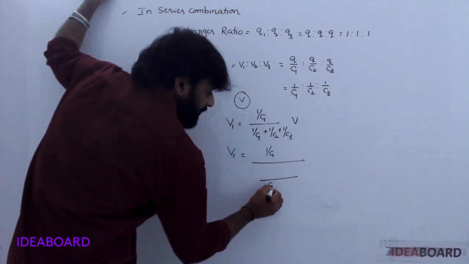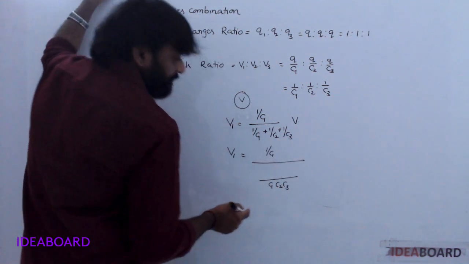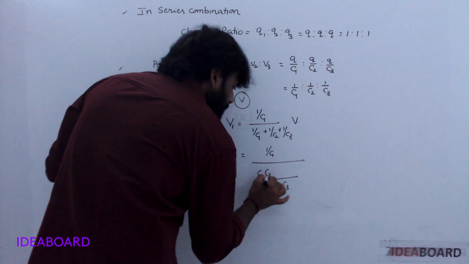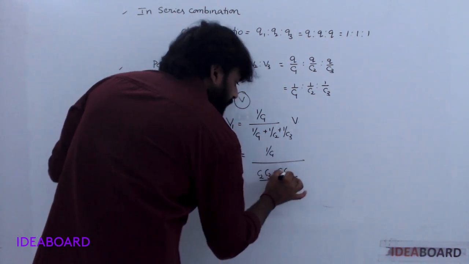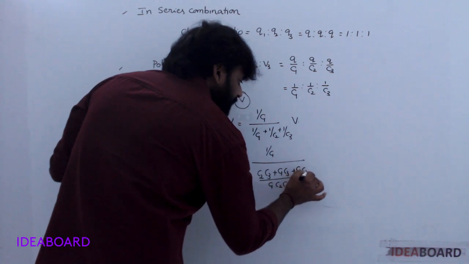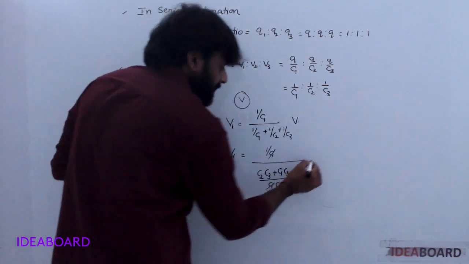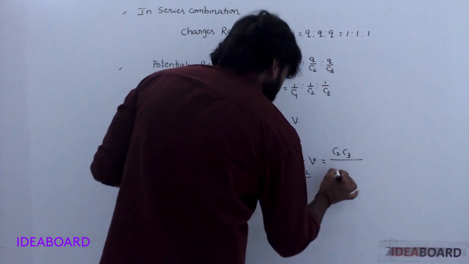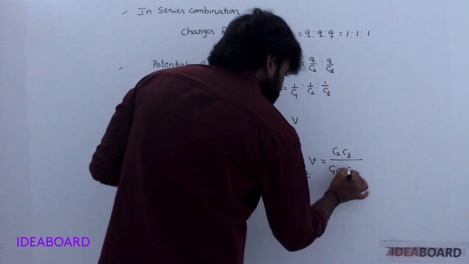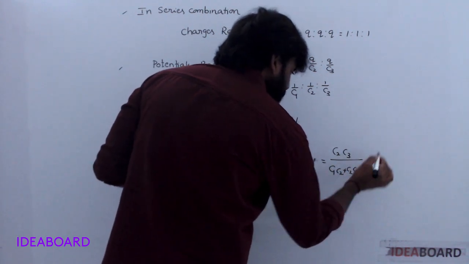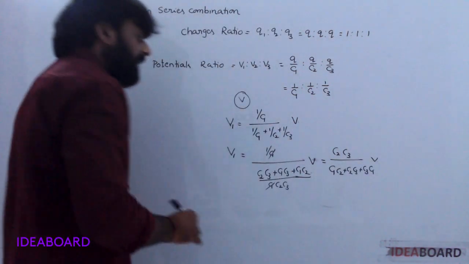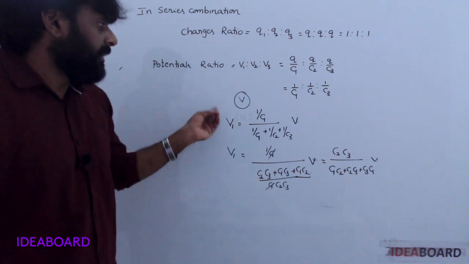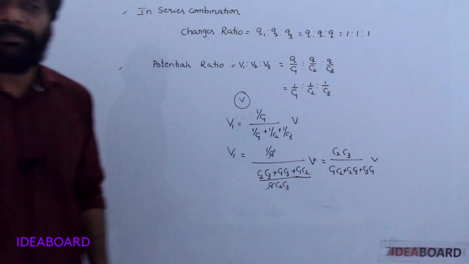On simplification, V1 is equal to 1 by C1, here LCM is C1 C2 C3, so C2 C3 plus C1 C3 plus C1 C2. Here C1 C1 cancel. V1 is equal to C2 C3 by C1 C2 plus C2 C3 plus C3 C1 into V. Understood? Okay. So it is the potential V1. Similarly, V2 and V3.